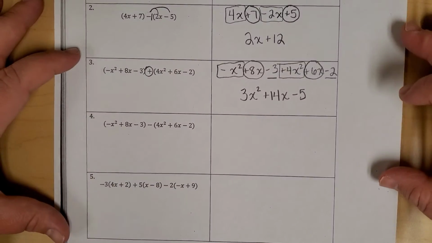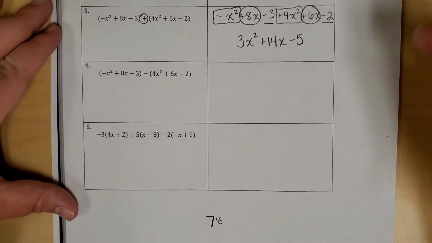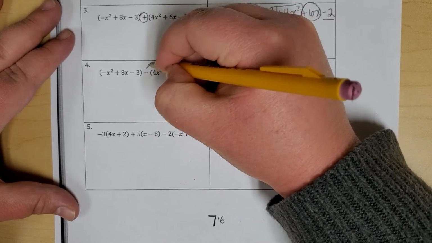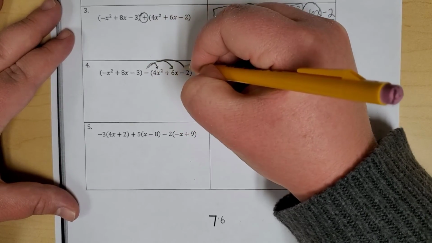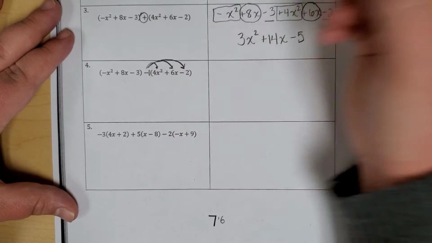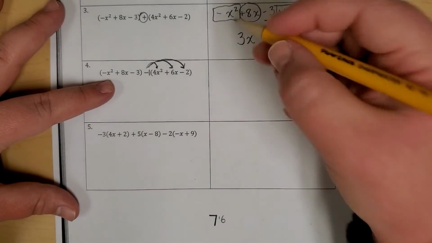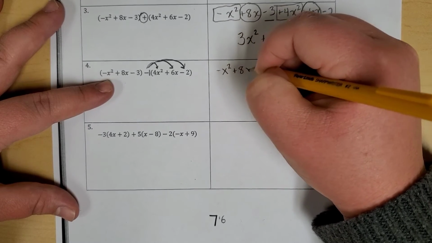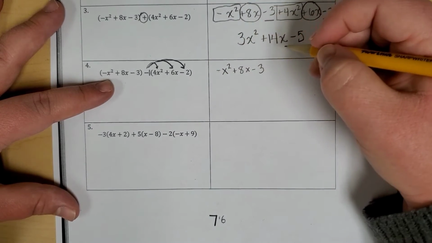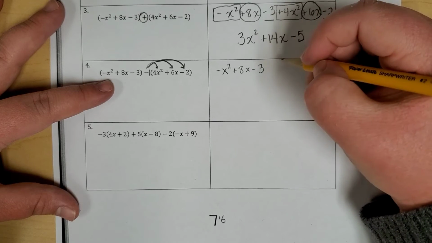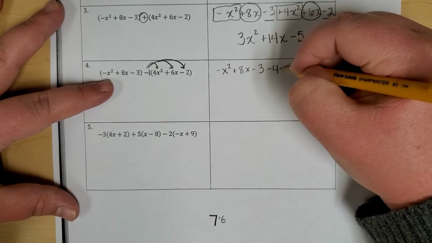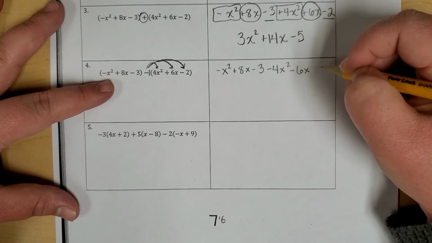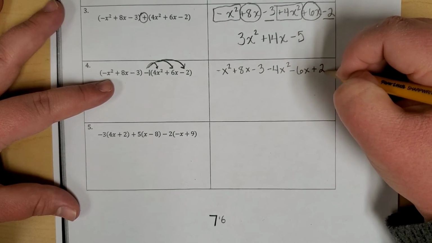All right, number 4. This time I see a negative sign, a subtraction in between, so I'm going to have to distribute that. So remember, even though it's not there, there's a 1, so it's really a negative 1. The first 3 stay the same, so negative x squared plus 8x minus 3, and then distribute that negative. Negative 1 times 4x squared is negative 4x squared. Negative 1 times 6x is negative 6x, and negative 1 times negative 2 is positive 2.